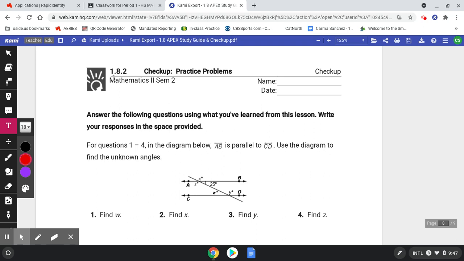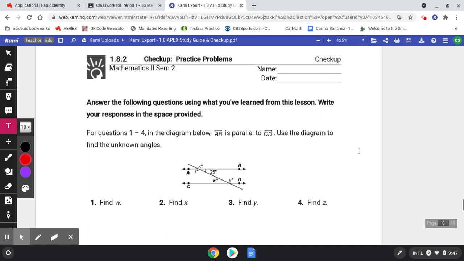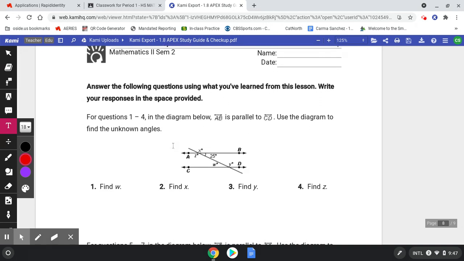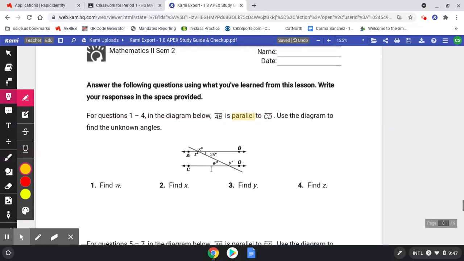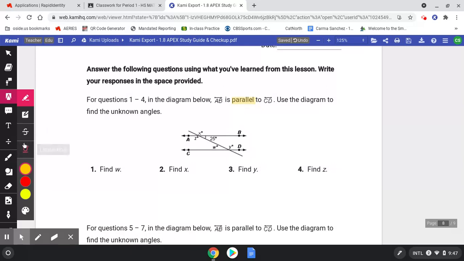All right, let's try a couple examples on the 1.8.2 checkup using those angle relationships we just learned. For questions 1 through 4, use this diagram. Notice that AB and CD are parallel. It was told to us in this example. We have to know that they're parallel before we can start answering these questions using the angle relationships. And we do. So we're like, okay, they're parallel. Check. All right, find W.